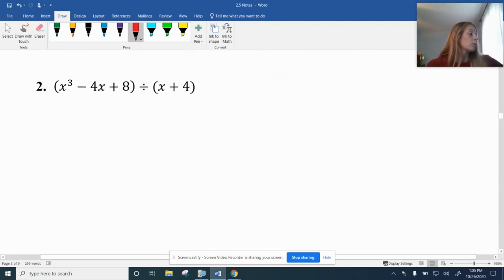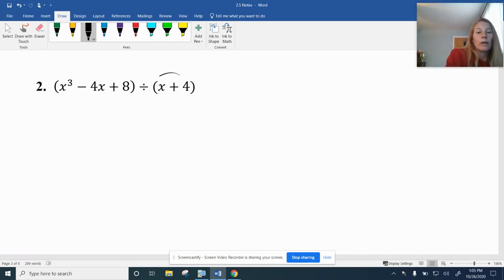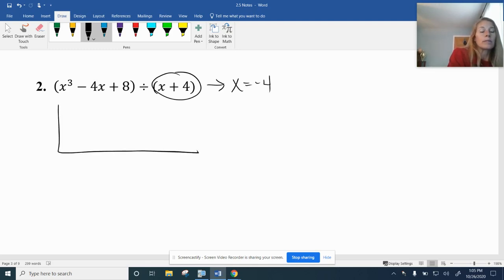Okay, number 2. So now this particular one, we know that this factor here is going to give us an x value of -4. So that's what's going to go outside of my little grid here. The coefficients, however, I'm missing an x squared if I look at this polynomial. So I'm going to have to put a 0 in the place where the x squared would be. So I have a 1, a 0, a -4, and an 8.